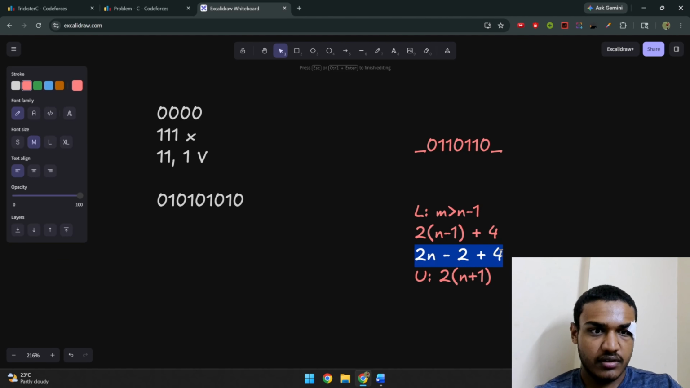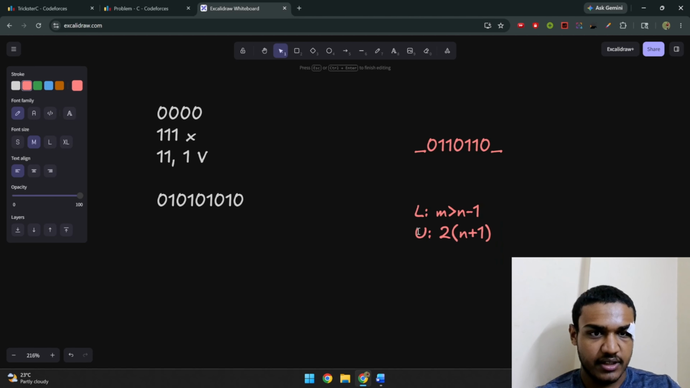So we need to make sure that the value of m stays between this upper and lower criteria. So before I even check whether a pattern can exist, I need to check whether these conditions are true. Otherwise it's just a waste of computation, right? I don't need to check whether this is possible or not. So once I check that both of these statements are valid, I can go ahead and check for the pattern.